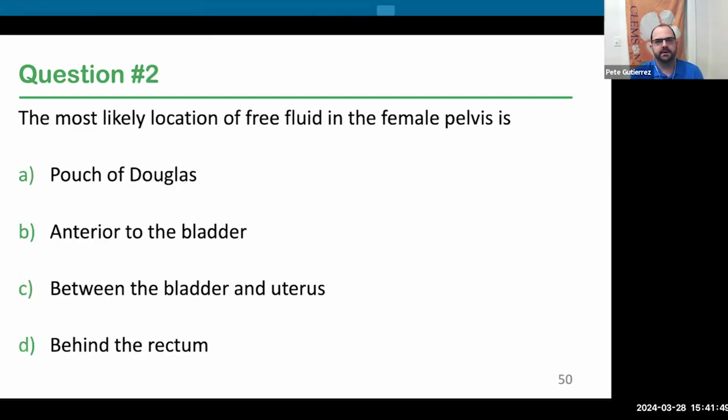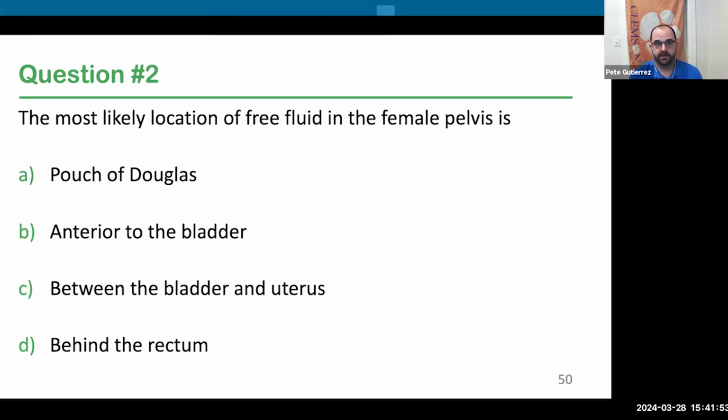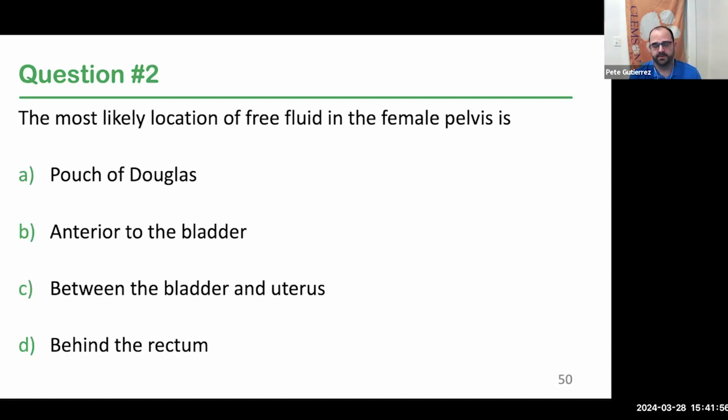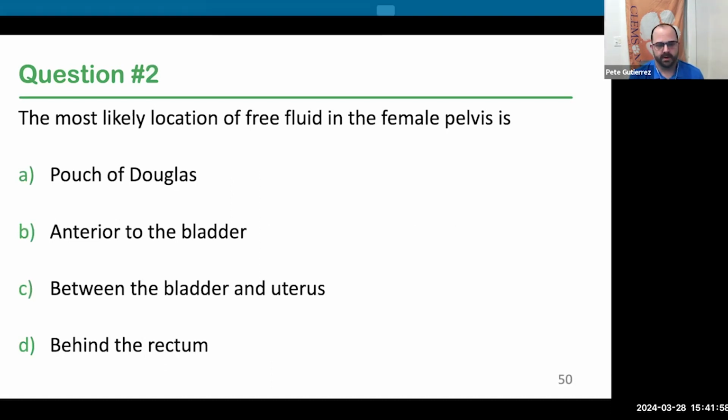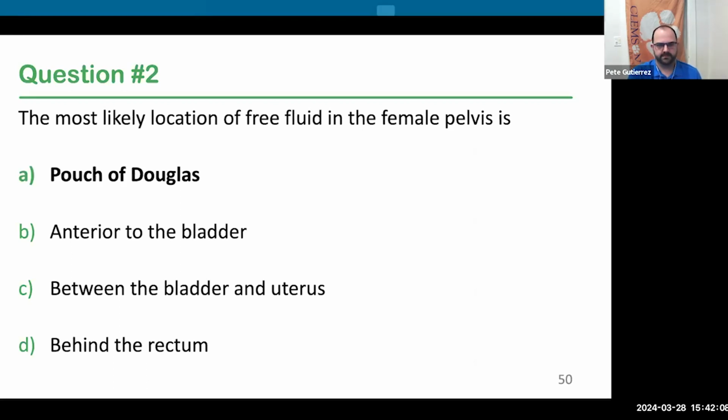So for question two, the most likely location of free fluid in the female pelvis, in the presence of a uterus, would be where? And that should be the pouch of Douglas.